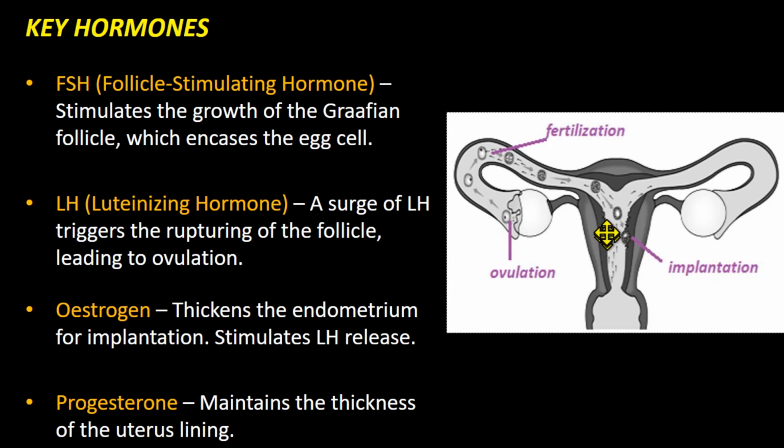Think of the zygote attaching to the endometrium as planting a seed in soil. Estrogen ensures that that soil is there. Estrogen also stimulates the release of LH. Progesterone maintains the thickness of this uterus lining. So once progesterone levels are high, this would remain thickened. When progesterone levels decline, or when they drop, the uterus lining begins to thin and then begins to shed. This would initiate menses or menstruation.